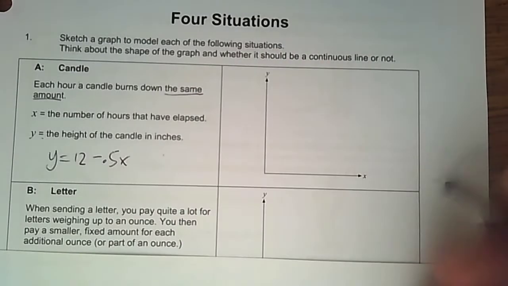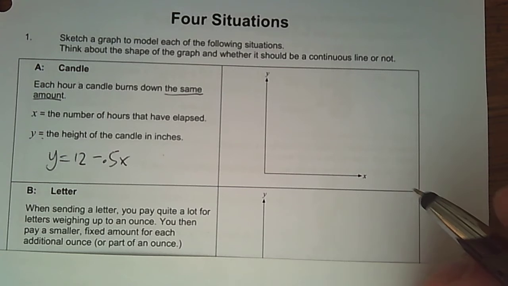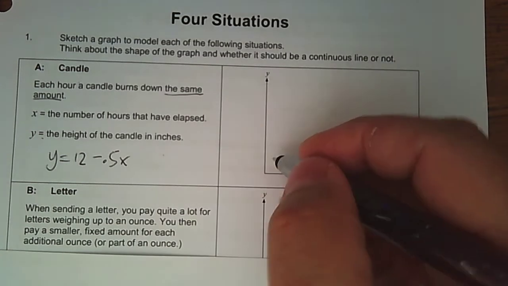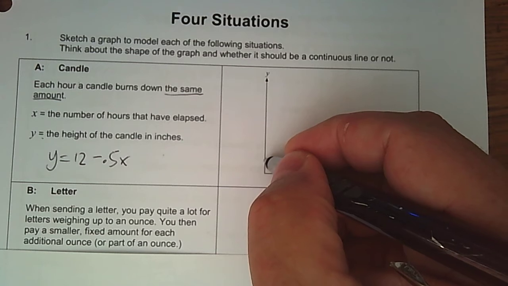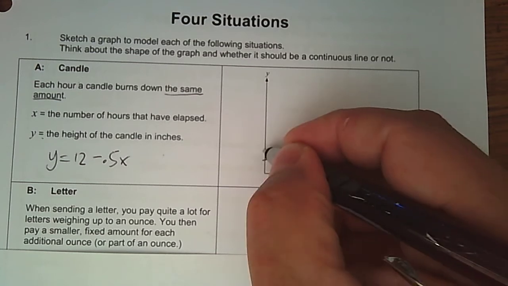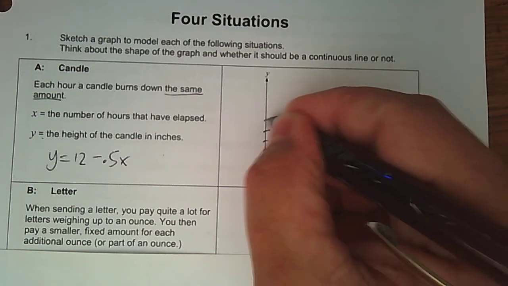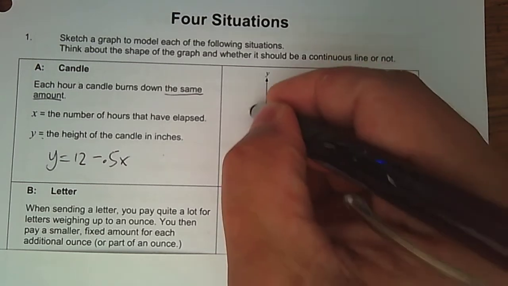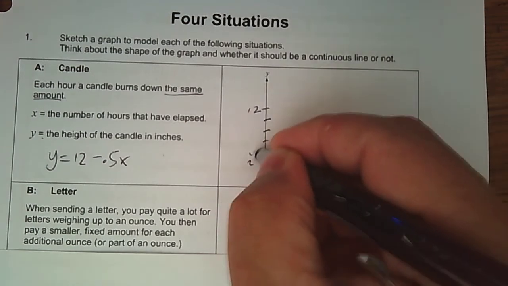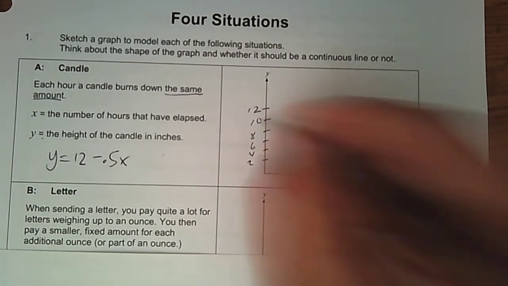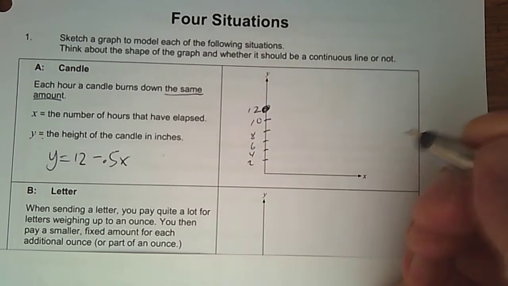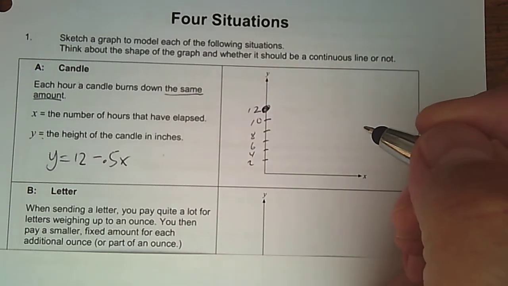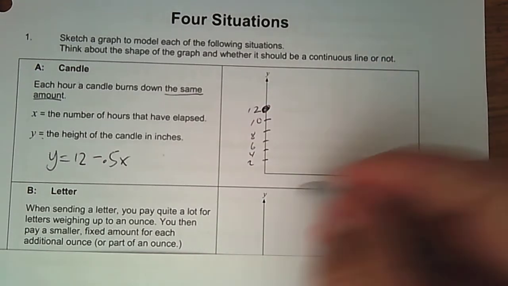So the y-axis is going to represent the height. So obviously, what number do I go to for the height? And that is 12. So I'm going to count by 2's, I think. So it's going to go up there, so I know it starts here. And then the x-axis is going to show the time elapsed.